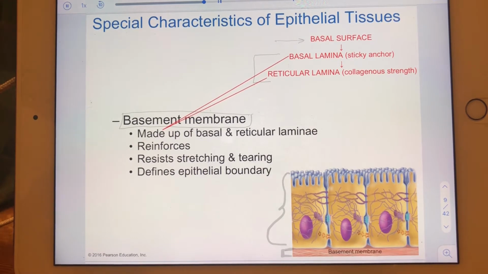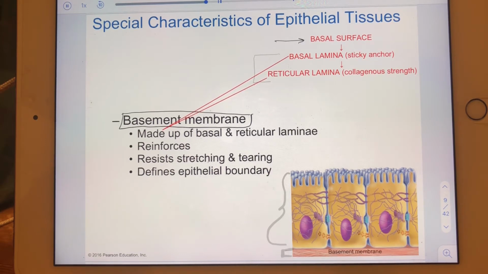Well, this we already covered, which is nice. So we know that all epithelia feature polarity. We know that all epithelia feature specialized intercellular junctions, and we also already know that all epithelia feature a basement membrane, okay?